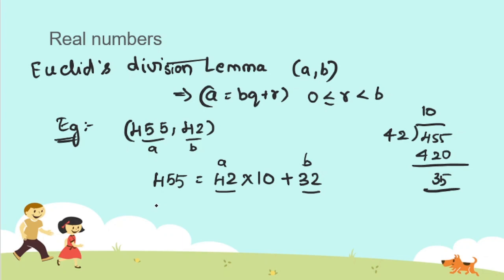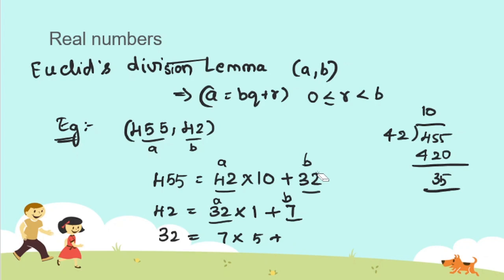So 42 is equal to 35 into 1, plus 7. So again I do not get my remainder 0. So again I am going to consider this as A, and this as B. So what I am going to do, 35 is equal to 7 into 5 plus 0. Oh, okay, wait, 35, right? 35. So this is 35.